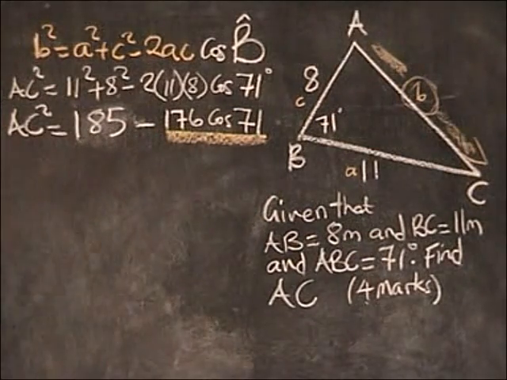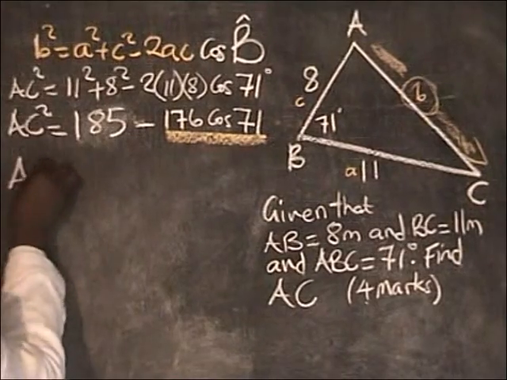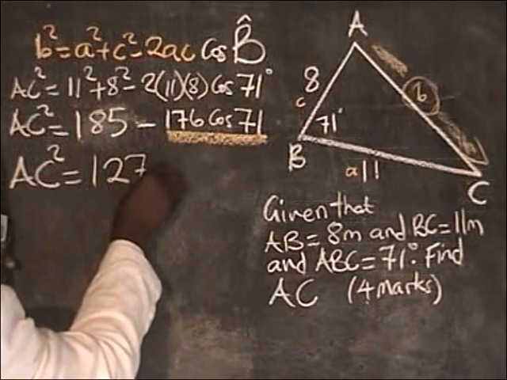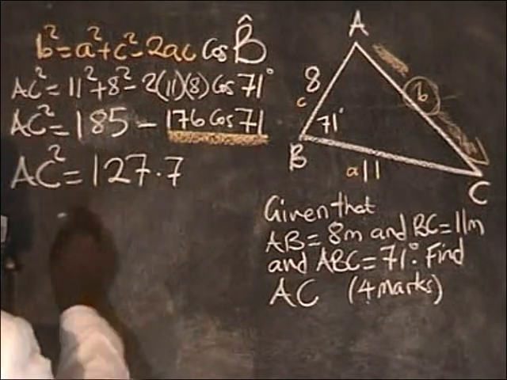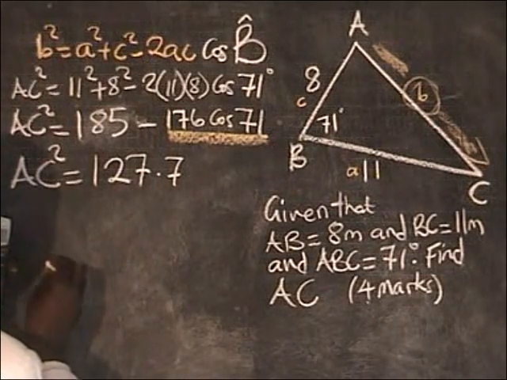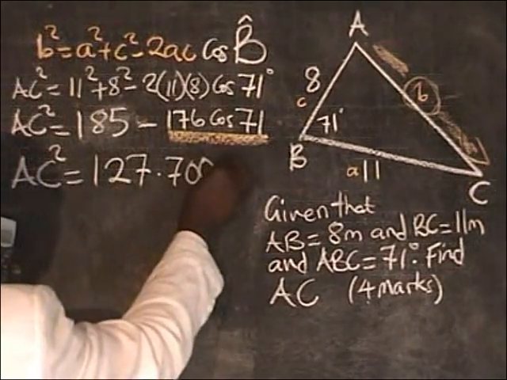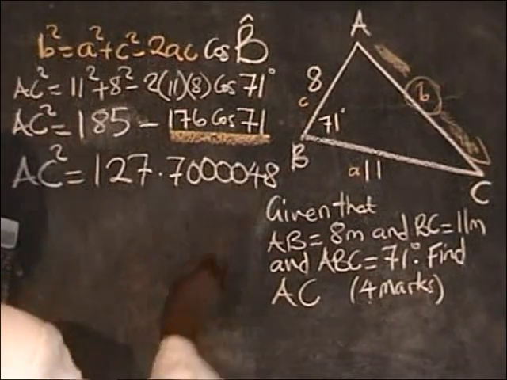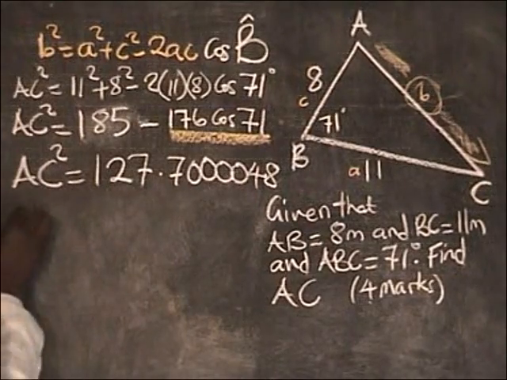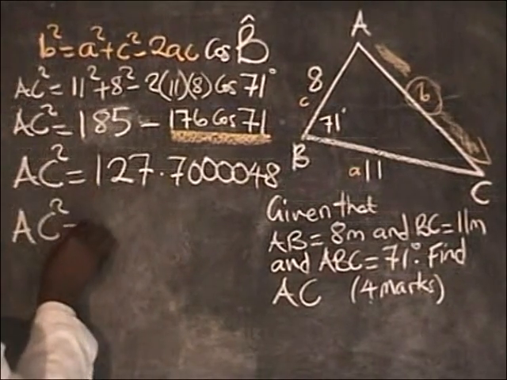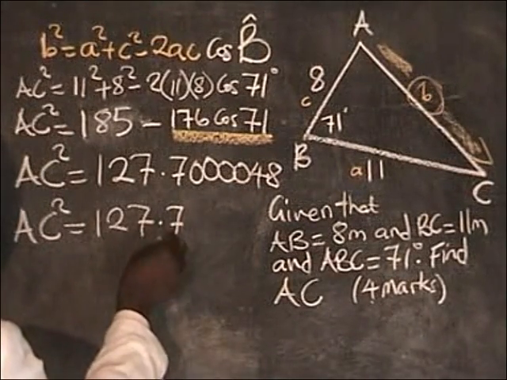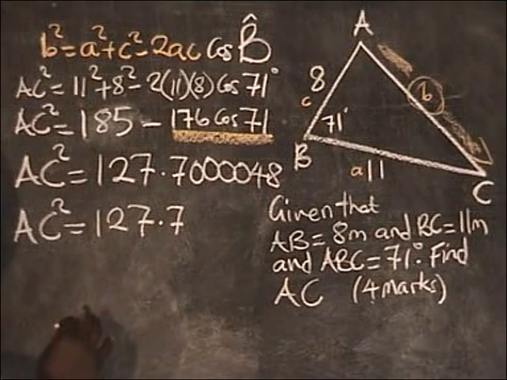127.70048. So this is AC squared equals 127.7, then four zeros, then 48. Upon getting that figure, all you need to do is consider AC squared equals 127.7 and find the square root of that number.